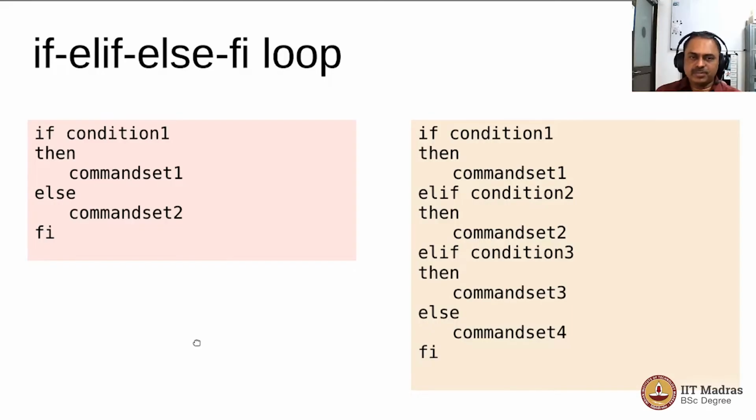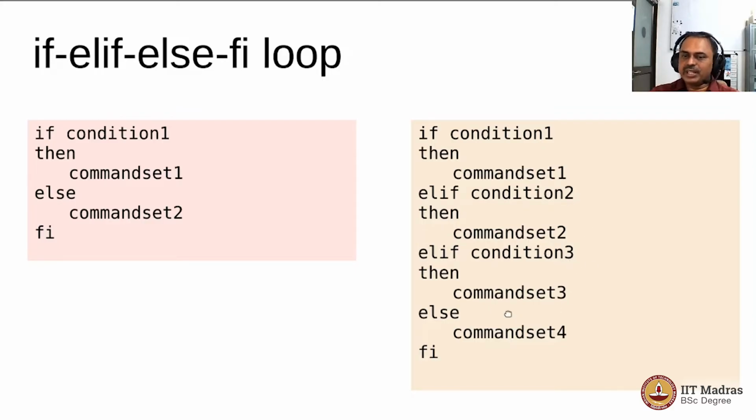We are looking at a slightly more complex if loop, where you also have else conditions as well as elif conditions. On the left hand side you have an if-then-else, and on the right hand side you have a fairly extensive one: if, then elif, another elif, then else, and then fi. So you basically have 4 conditions.